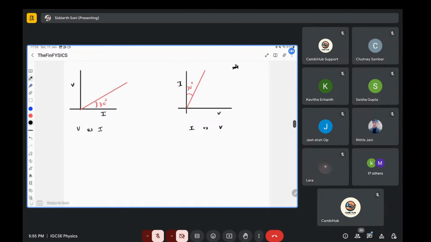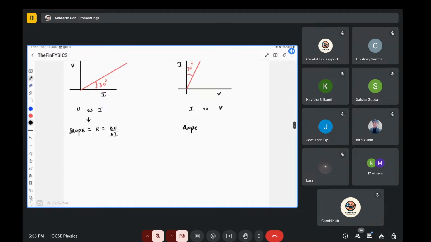Why? Because see, for the first graph, your slope... Now, this is what I want you all to learn. It will be very helpful in your A levels if you're taking them, or in your IBDP level. Whenever they give you a graph, always see what your y-axis upon x-axis is giving you, because that is ideally your slope. So slope in this case is y-axis upon x-axis, which is your resistance. Correct? But in this case, your slope becomes I by V, which is 1 upon resistance.